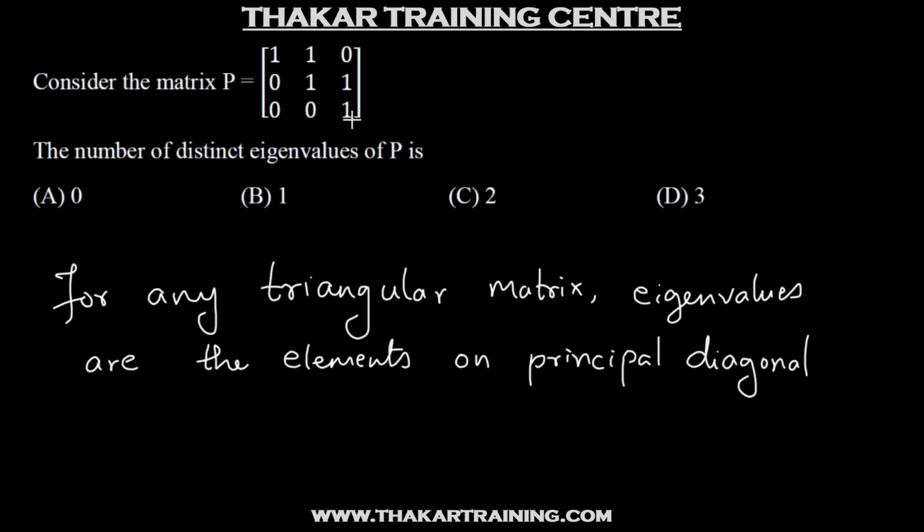So there are 3 eigenvalues. Any 3 by 3 matrix will have 3 eigenvalues, but this is a case of repeated eigenvalues. So the distinct eigenvalues that P has is only 1. Alright, so the number of distinct eigenvalues is 1 and the value itself is 1. It is a repeated value. Okay, so for any triangular matrix, eigenvalues are the elements on the principal diagonal.